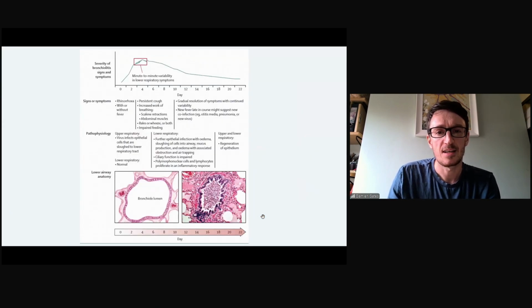This is just a little summary of the signs, symptoms, pathophysiology, and duration of symptoms, what you expect to see. You can see this peak between 3 to 6 days, where you have this minute-to-minute variability in symptoms. You have a baby who might work hard intermittently, who might suddenly work a lot harder and then might sort themselves out if they cough or they're repositioned.